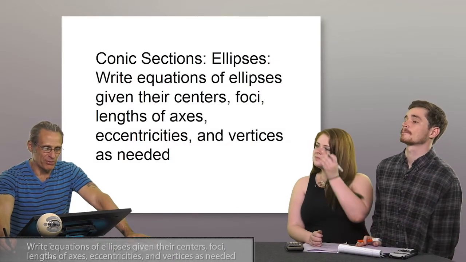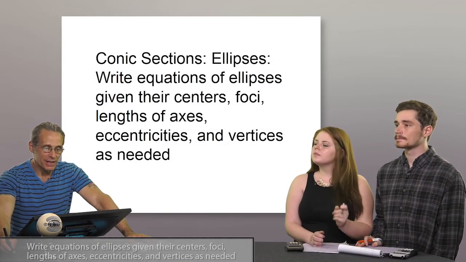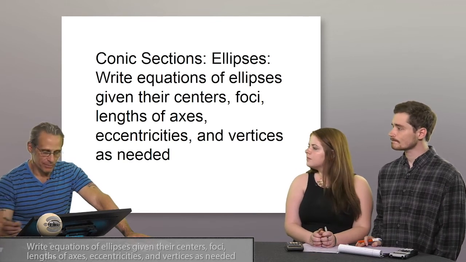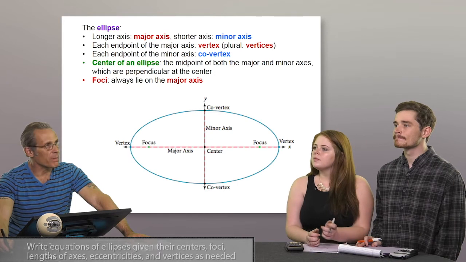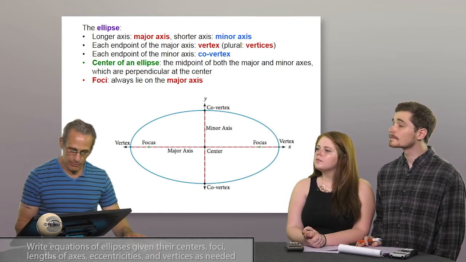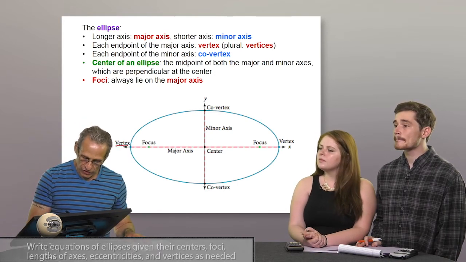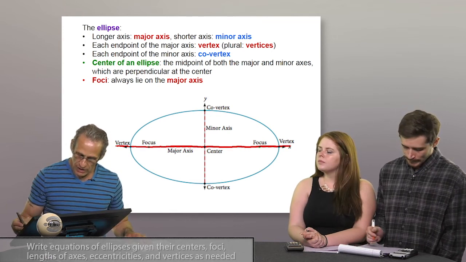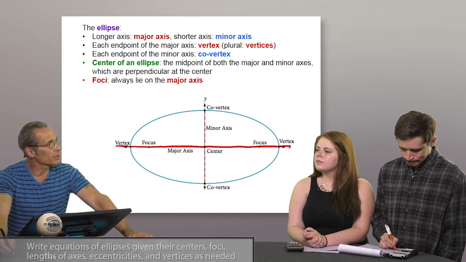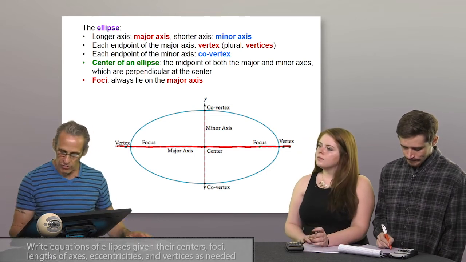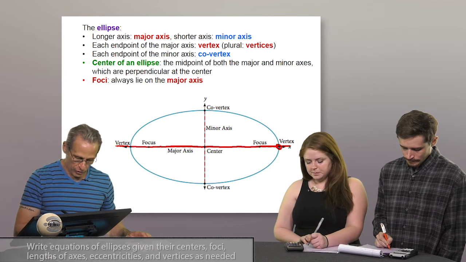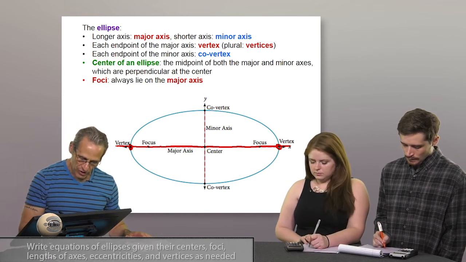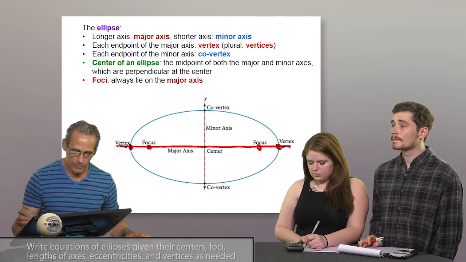Write equations of ellipses given their centers, foci, lengths of axes, eccentricities, and vertices as needed. A little bit of a reminder. We have an ellipse. The major axis is the one such that the distance from the center to the ellipse is greatest, and along the major axis are the 2 vertices where the ellipse meets that axis, and the 2 foci, which help us define our ellipse.